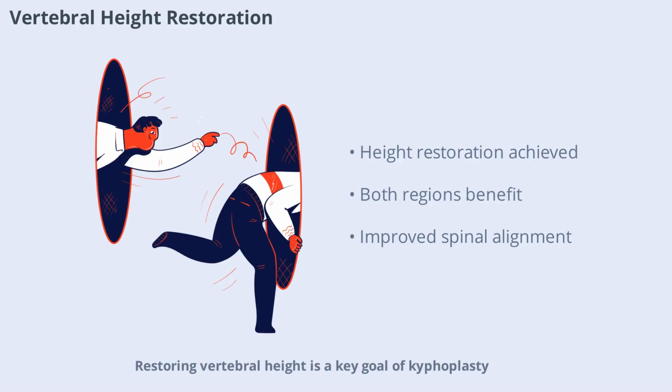Restoring vertebral height is a key goal of kyphoplasty. Studies found that both thoracic and lumbar procedures achieved substantial improvements in anterior, middle, and posterior vertebral body height. Some studies noted slightly greater restoration in the thoracic spine, but overall, both regions benefited significantly, helping to correct spinal deformity and improve function.